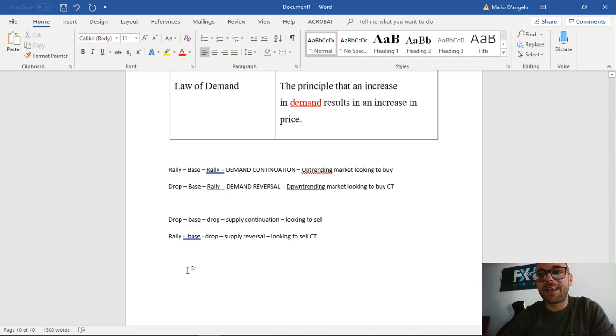Again, it is directly connected with your appetite of risk. If you are the kind of trader that would comfortably take risk to sell in an uptrending market or to buy in a downtrending market, absolutely no problem with me whatsoever. It all has to do with the way that you approach the market.